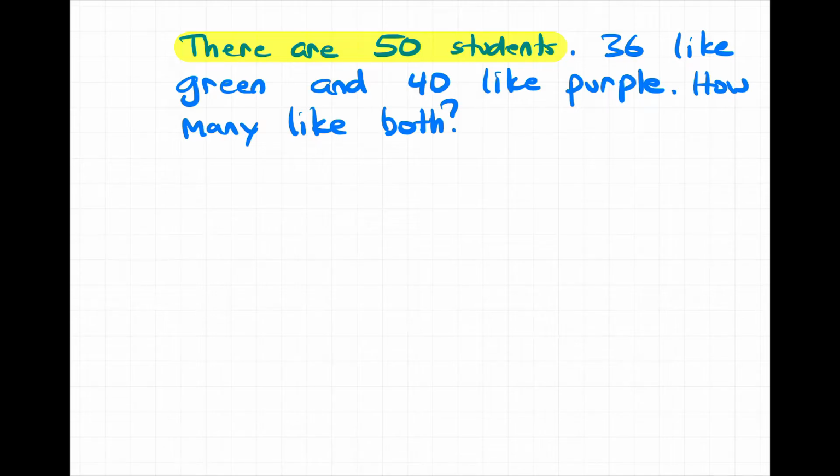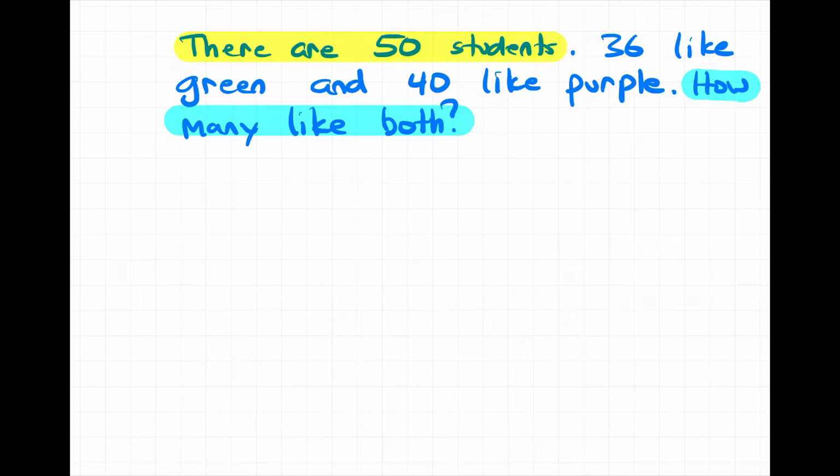But this time, what's happening? They're saying that how many people like both. So it's almost the opposite. We now don't know how many people like both, but we know how many people are involved. So the next thing we need to do is look at the middle part and see if there's an only in there, or if it refers to people that only and both.